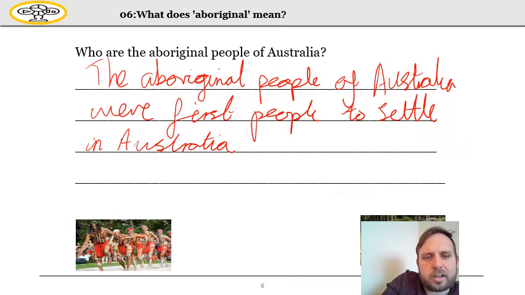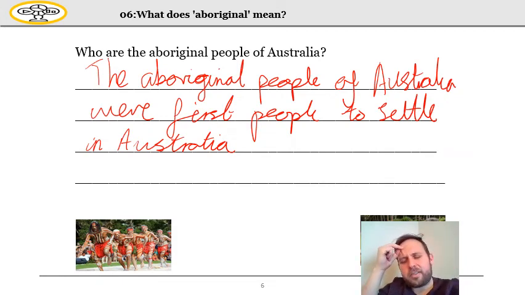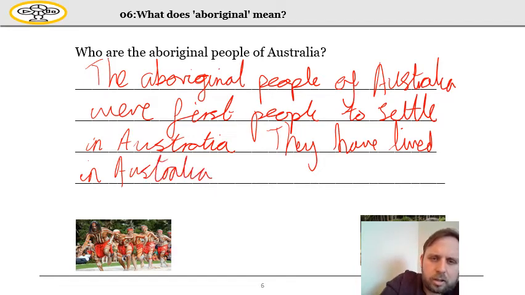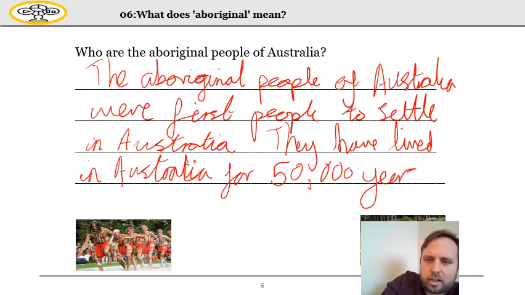Your handwriting is going to be much neater than mine. Australia needs a capital A. Why is that? Why does Australia need a capital A? It's a proper noun, yep. Australia, can you remember how long we said they've lived there? They have lived in Australia for 50,000 years. That's such a long time. Okay. Lots of people, lots of children being born, lots of people living there.